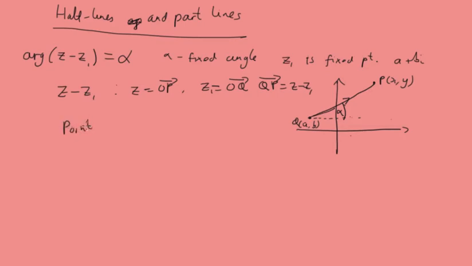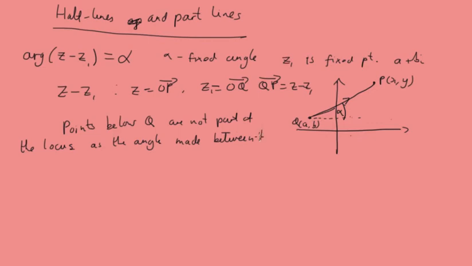Points below Q are not part of the locus, as the angle made between these points and the relevant horizontal line is pi minus alpha and not alpha.